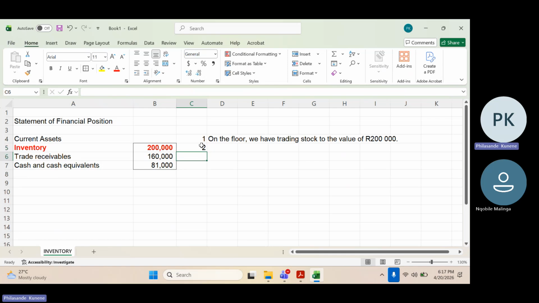Okay, number two, the stock exists. The stock exists in your business. Whichever business you're running, this 200,000 is stock that is existing at your business. So it has to be physical stock that I can touch and see. That's what this 200,000 is telling us.